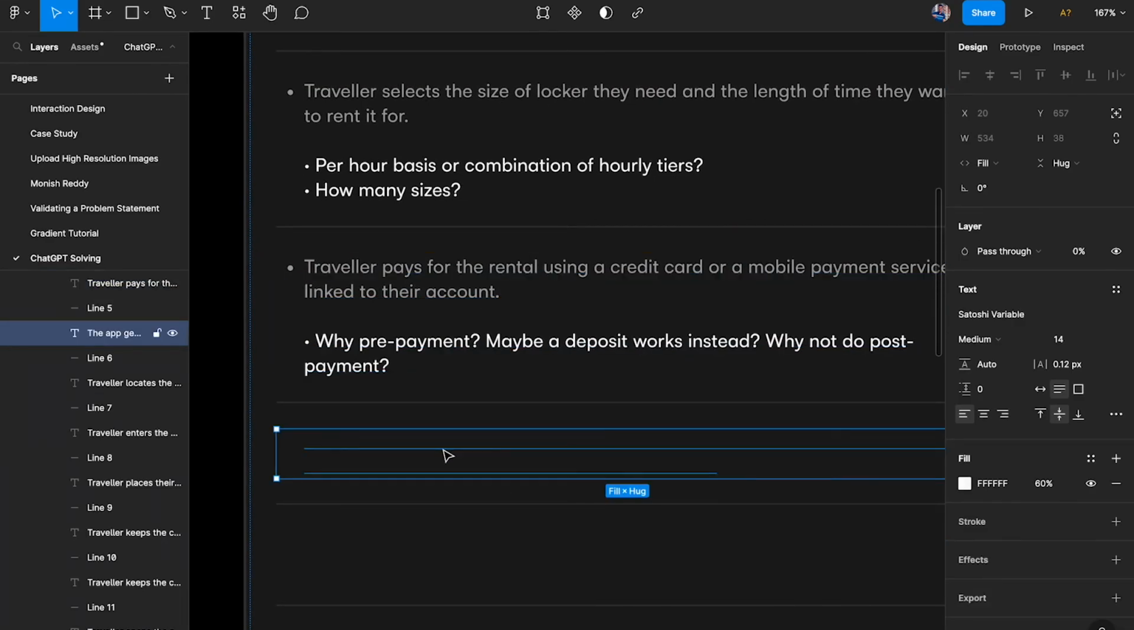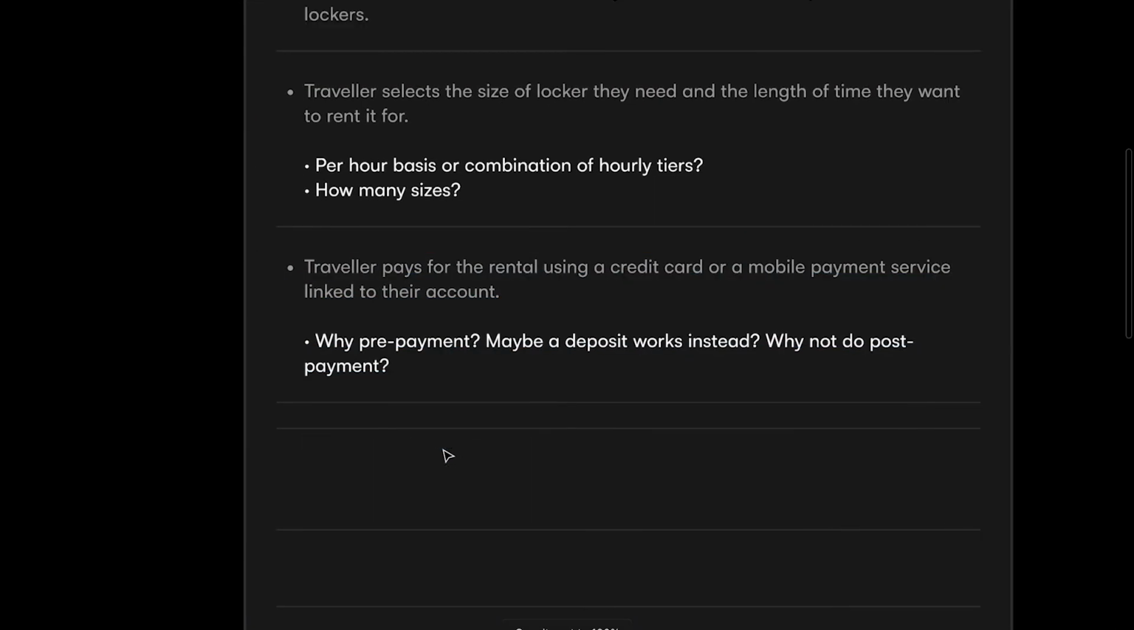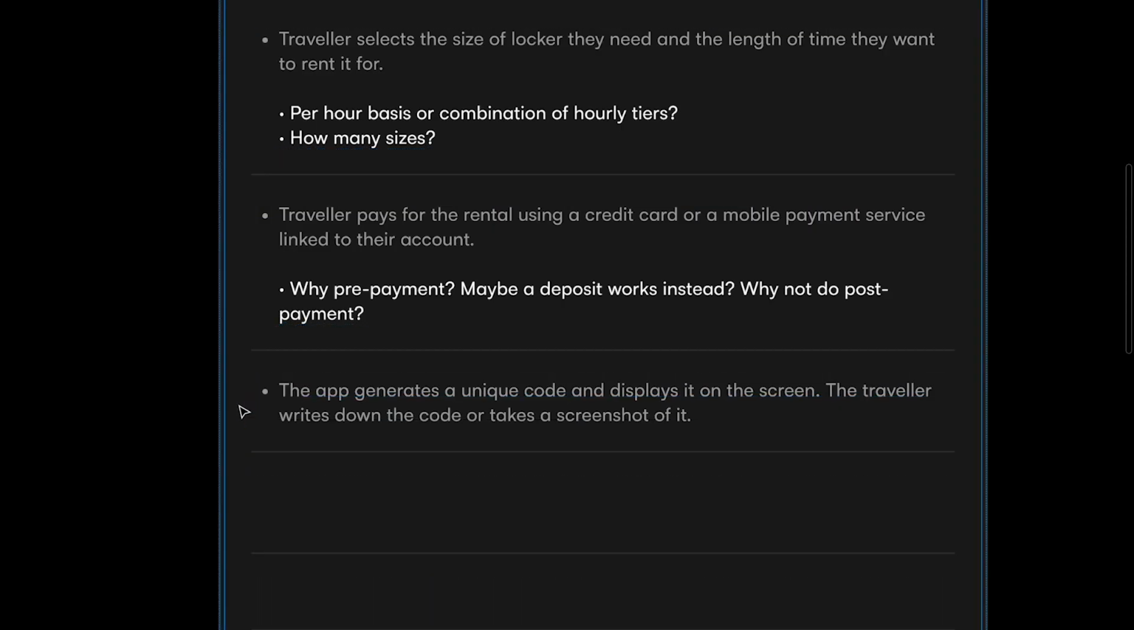Okay, perfect. Great. Then, the app generates a unique code and displays it on the mobile screen. The traveler writes down the code or takes a screenshot of it. Now, there's no sense to write down the code. I'm sure that there are better ways to have access to the code, right? Or takes probably a screenshot of it, which is also fine. It's there and it's going to be there in your photos.